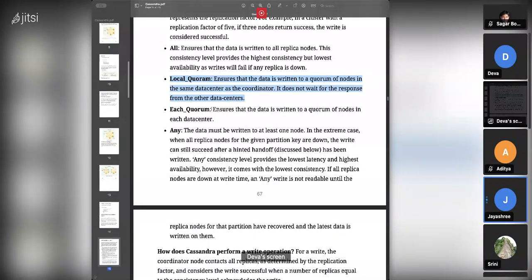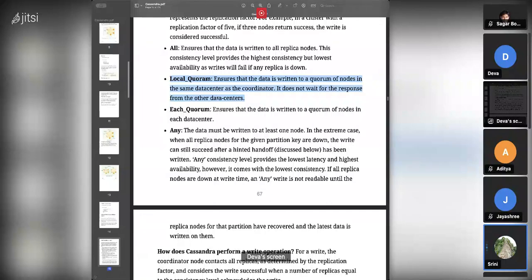So data center 1 and data center 2: if a request comes to data center 1, it makes sure it receives the quorum response from its own nodes and doesn't wait. It will send the request to the second data center, but it will not wait for the response, whether it is successful or not. Once the formula RF divided by 2 plus 1 is satisfied in its own data center, then it's done. It considers it a successful transaction. Makes sense.